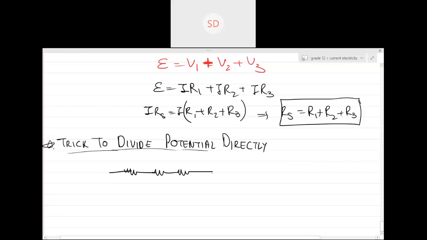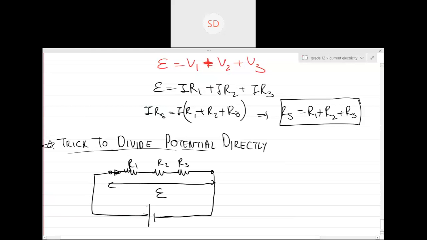Suppose there are three resistors. And what is the potential difference across them? E, right? All three of them combined. Because they were connected across a battery. So these three resistors were connected across this battery. That's why the potential difference across the combination of these three resistors is basically E. So the total is E.